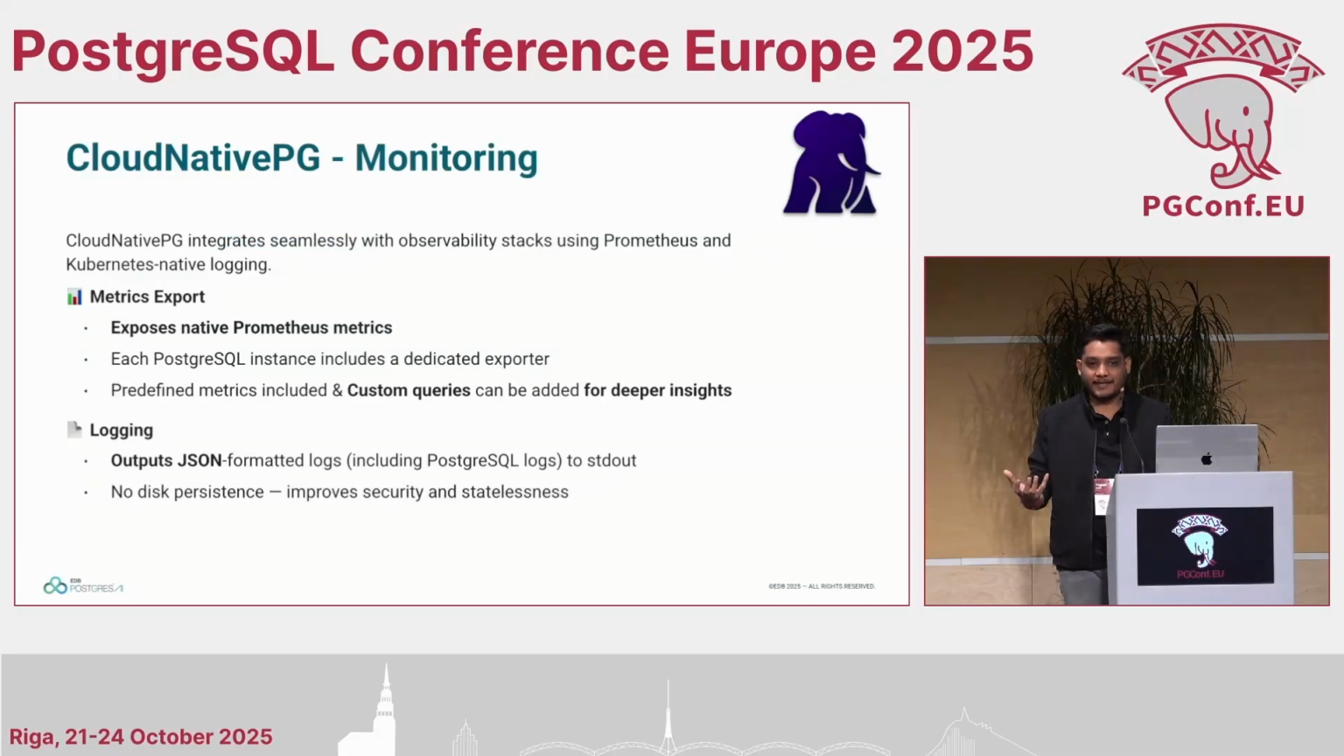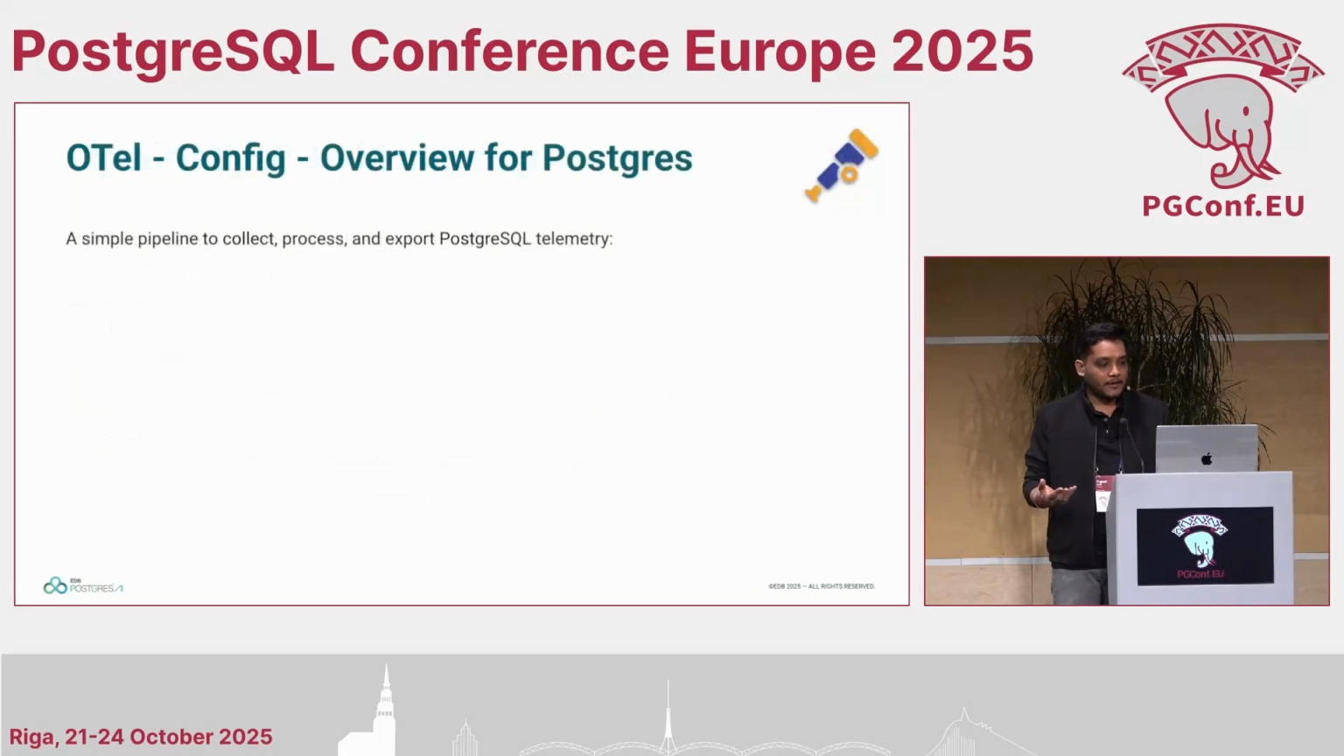When we are running Cloud Native PG in Kubernetes, it exports the data in Prometheus format by default. You can deploy the Prometheus stack, which we are going to use in the demo. And then we have the logging, where we can output the logs in JSON, like we do in the case of microservices when we deploy in Kubernetes, where logs are in JSON format. So it supports that. Now, going back to OpenTelemetry here.